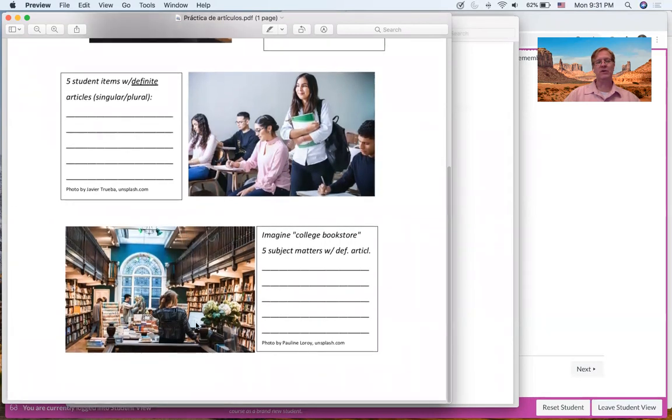And then in this one, we have to use our imagination a little bit. Imagine this is a campus bookstore and you're there to buy the textbooks for your different classes. So think of 5 subject matters that you might find in the college bookstore. Here's a rack of maps. So maybe you would pick la geografía. You're going to use the definite article and the subject matter: la geografía. And look at our vocabulary list and come up with 4 additional ones. We'll be doing this in class in small groups. If you're taking this class alone online, you may want to practice this on your own as well.